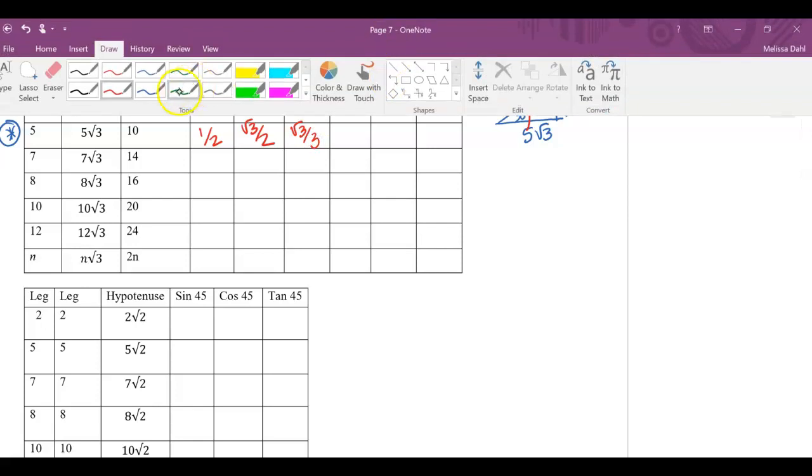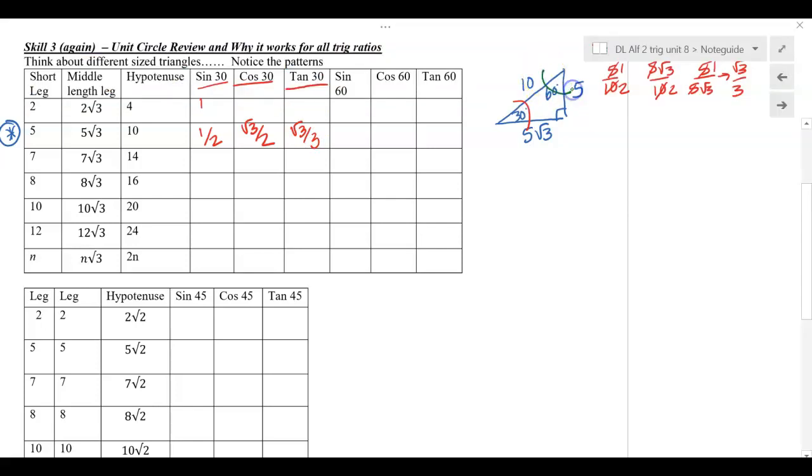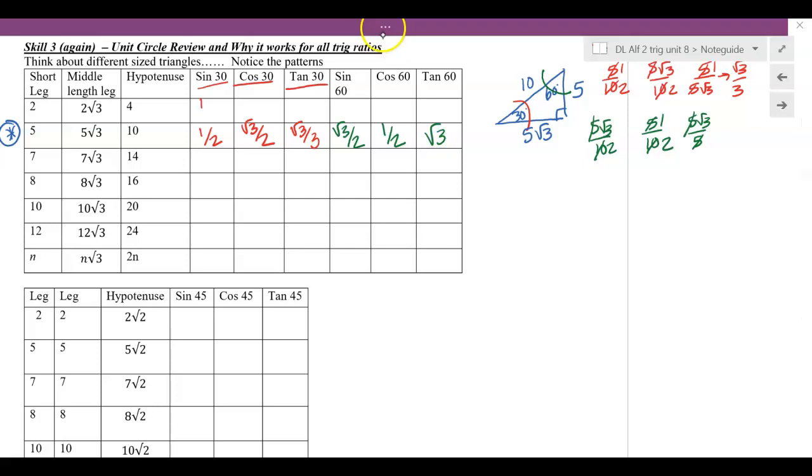Now if we change our perspective to the 60-degree angle, the sine, which would be opposite over hypotenuse, gives us that the sine of 60 is rad 3 over 2. For the cosine, we would do adjacent over hypotenuse, and we see that the cosine is 1/2. And for the tangent, we would do opposite over adjacent, and we would get rad 3. Okay, so those numbers should look a little bit familiar.